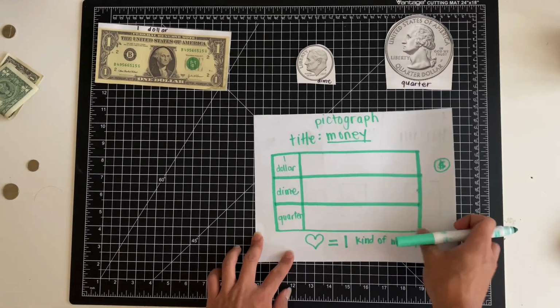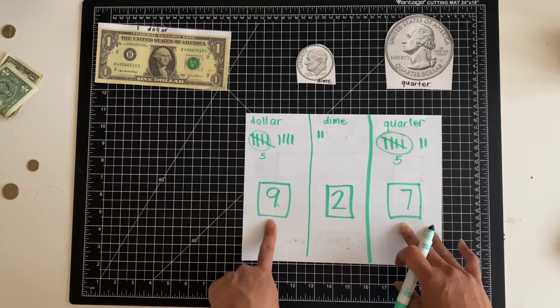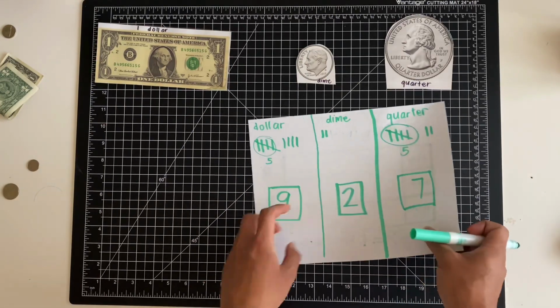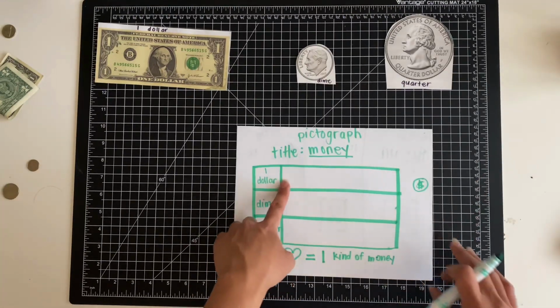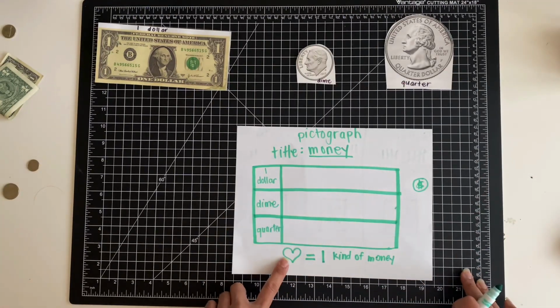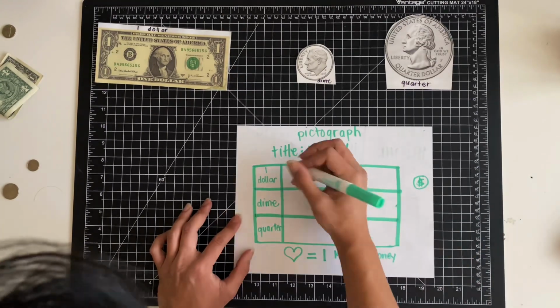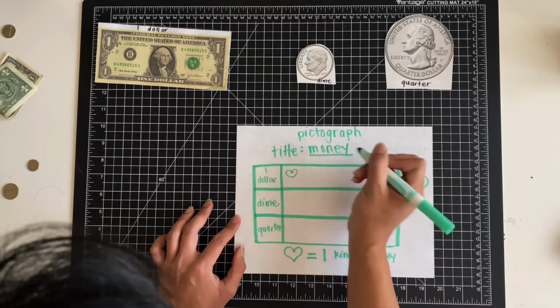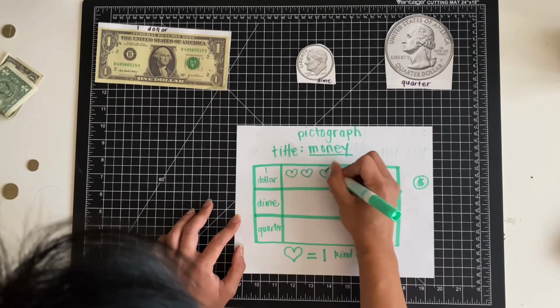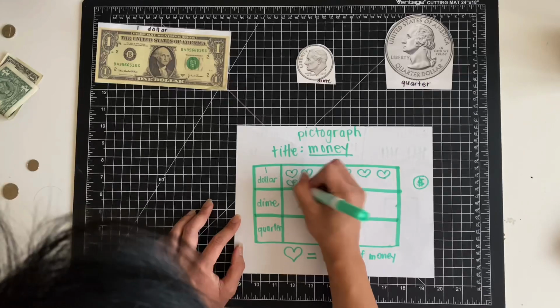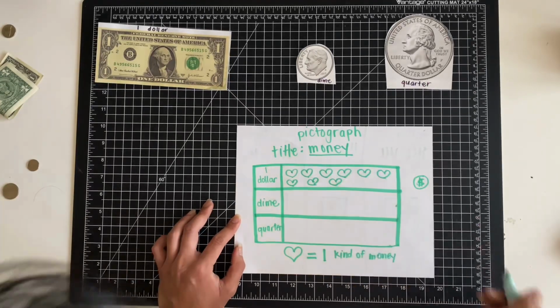If I look back at my tallies, how many dollars did I find? I found $9. So how many hearts am I going to draw? I'm just going to draw one heart, 2 hearts. How many hearts? 9 hearts, because I found $9. So here's 1, 2, 3 hearts, 4, 5, 6 hearts, 7, 8, 9 hearts.